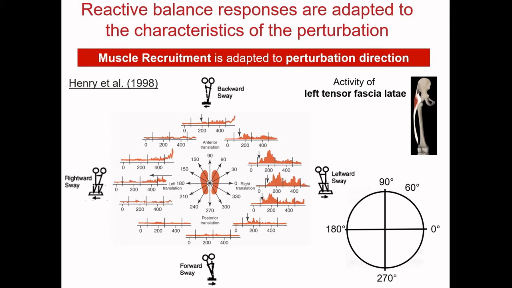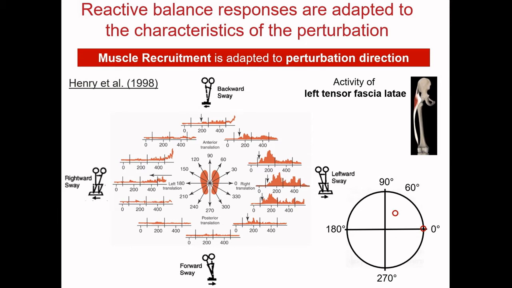Using this circular plot, we can capture the amount of response that we see for each direction of perturbation. For example, we just created a red dot at 0 degrees. At 0 degrees, we have the response to a leftward body sway. This is the biggest response, so we're going to place the red dot at the maximum distance from the center of the circle.